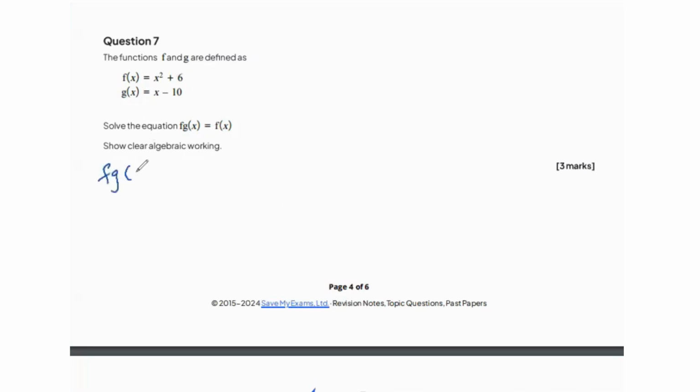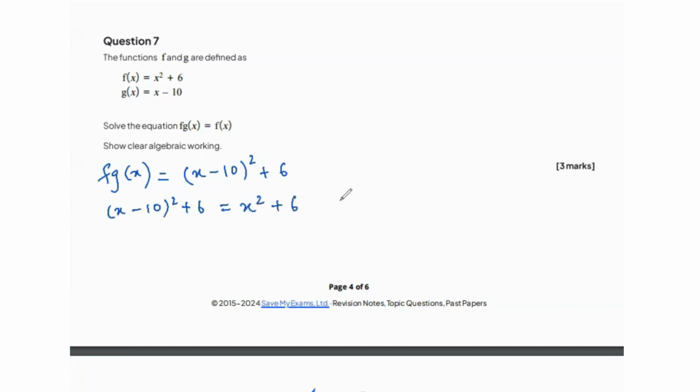So first, let's find the composite function f of g of x. In order to find a composite function, which in this case is f of g of x, what we're going to do is replace the domain of f of x with g of x. By that, what I mean is that x over here in x squared plus 6 becomes x minus 10 whole squared plus 6. So this is f of g of x. They're saying that f of g of x is equal to f of x and we have to solve for that, which means x minus 10 whole squared plus 6 is put equal to x squared plus 6.